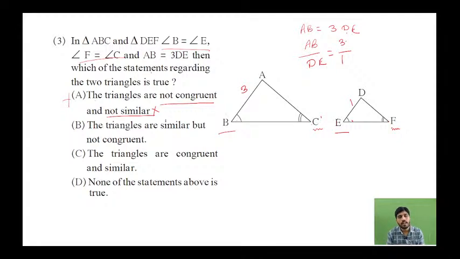In B, the triangles are similar but not congruent. Yes, these both triangles are similar and they are not congruent. So B is the correct option. Option C is the triangles are congruent and not similar. There can never be any case such as this, so this is not the correct option. And none of the statements is true, but our statement B is true, so this will not be the option. So option B is the correct answer.